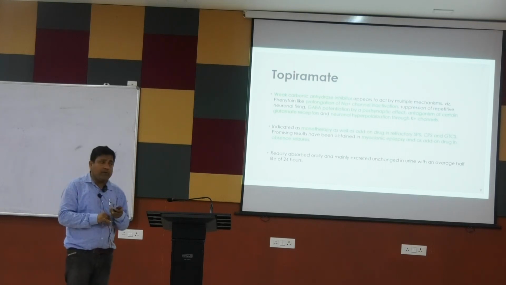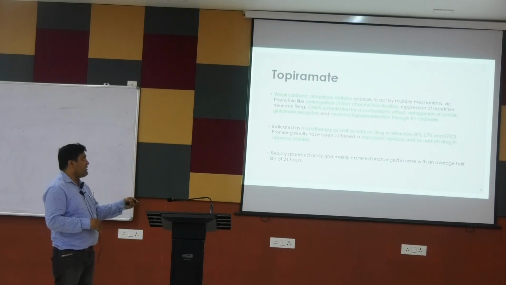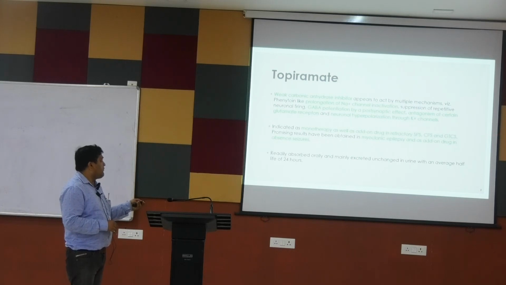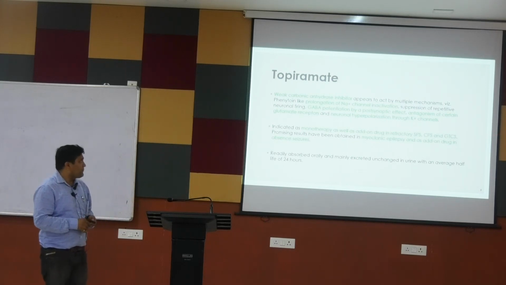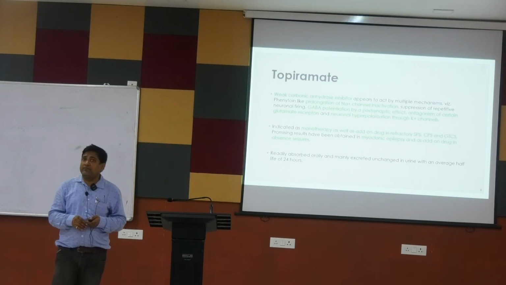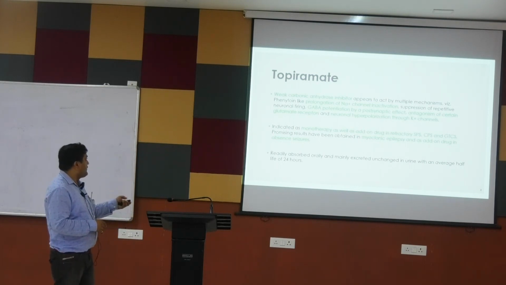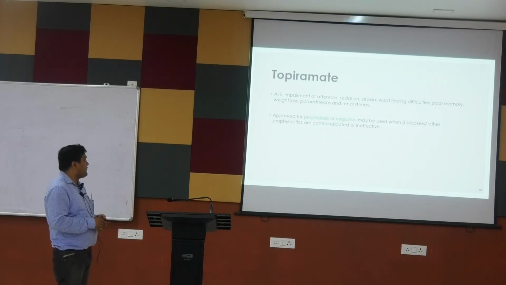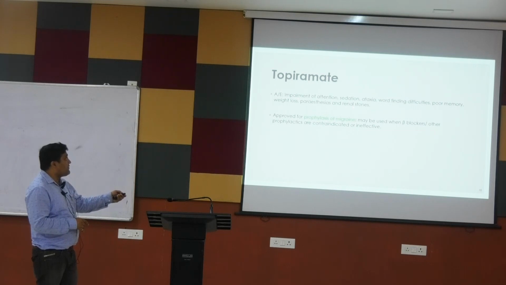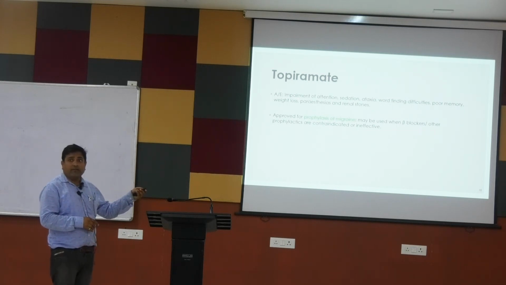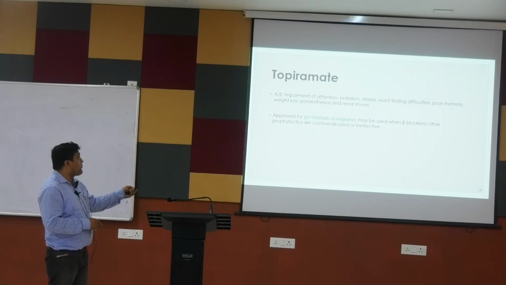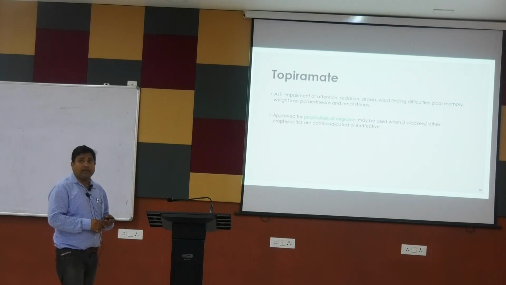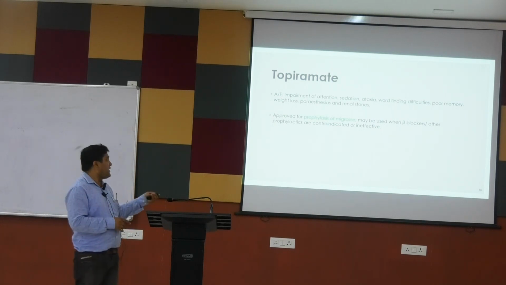Indicated as a monotherapy or add-on therapy in refractory temporal partial seizure, complex partial seizure, and DTCS. They also have an effect in myoclonic epilepsy as well as an add-on drug in absence seizure. Adverse effects: impairment of attention, sedation, ataxia, word-finding difficulties, and others. They cause paresthesia and renal stone because of the carbonic anhydrase inhibitor activity. Approved for prophylaxis of migraine. May be used when beta blockers and other prophylactics are not indicated, contraindicated, or ineffective.